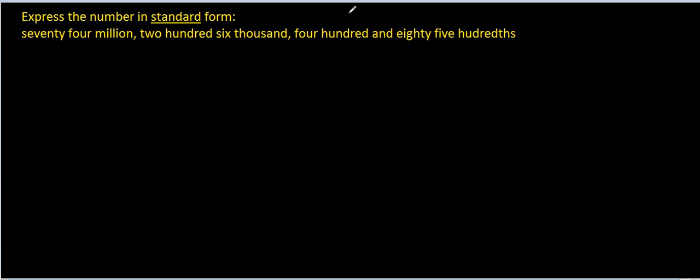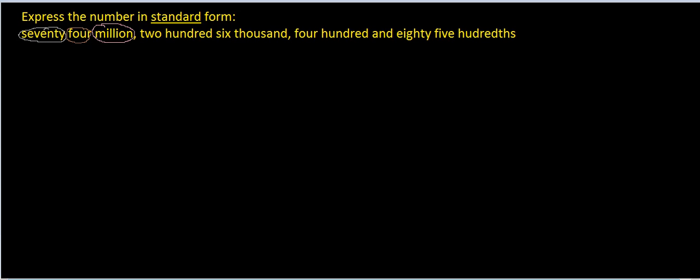74,206,485 hundredths. So what I'm going to have to do now is go even deeper into what it's telling me. The very first thing I see here is this word 70. I know 70 is a number, and that the number is 7. Next to that, I see the number 4. So right now we have 70, and then we have 4. Next to that, we have the place value, and that place value is million. So right now we have 74 million.